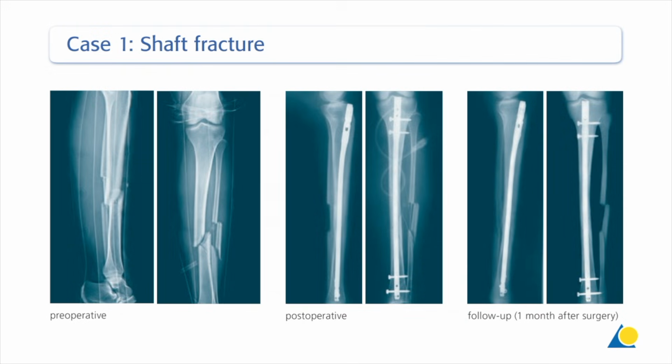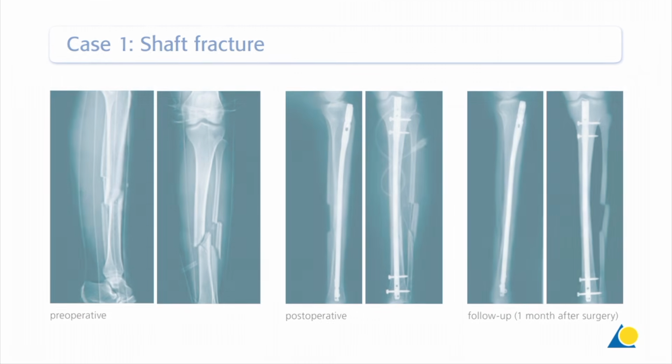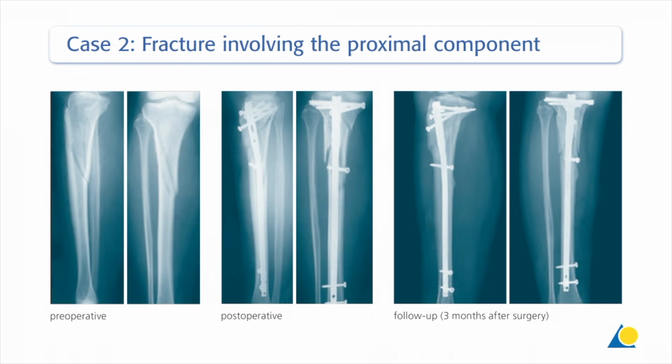For simple shaft fractures, 2 proximal and 2 distal mediolateral locking screws are normally sufficient to stabilize the fracture. With fractures involving the proximal component, optimal stabilization of the proximal fragment is ensured with 3 locking screws that use the proximal oblique locking options. The distal segment can be stabilized using the 2 mediolateral locking options.